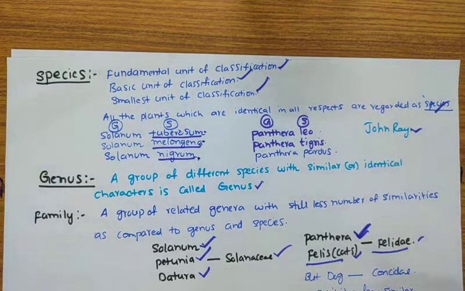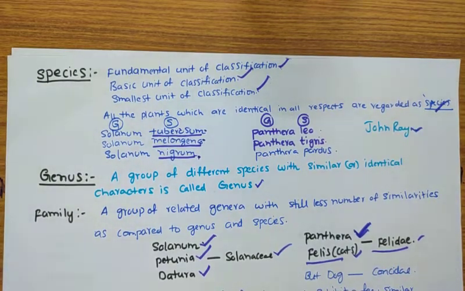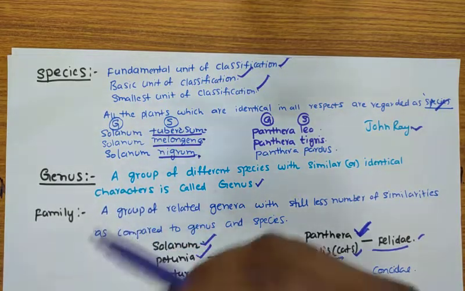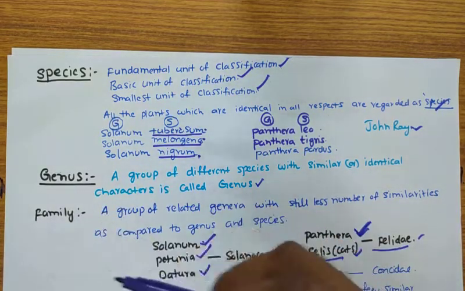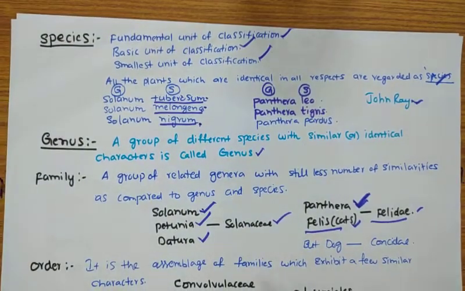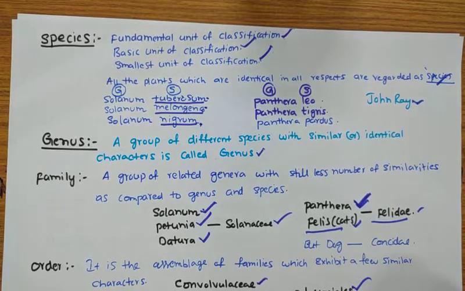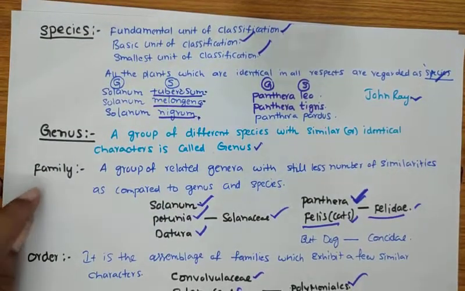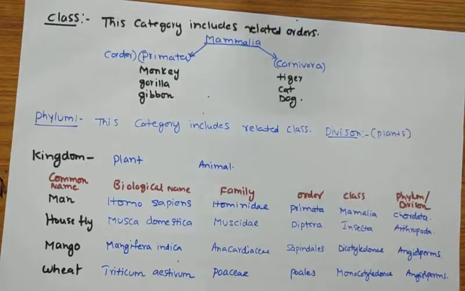Okay, and then you go for order. It is the assemblage of families which exhibit few similarities. So one by one, similarities are decreasing. For example, the order Polemoniales: here, the families Convolvulaceae and Solanaceae come under one order. Like that, Felidae and Canidae come under Carnivora. So remember that one. Different families come under one order.